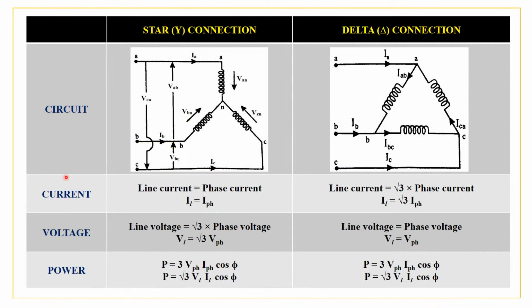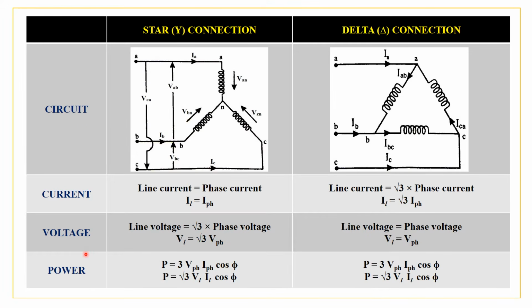So as we have already derived the current in star connection, right? So line current is equal to phase current. So whatever current was flowing in the line will flow in the phase. Therefore, IL is equal to I phase. Whereas here IL is equal to root 3 into I phase. So line current is equal to root 3 into phase current.